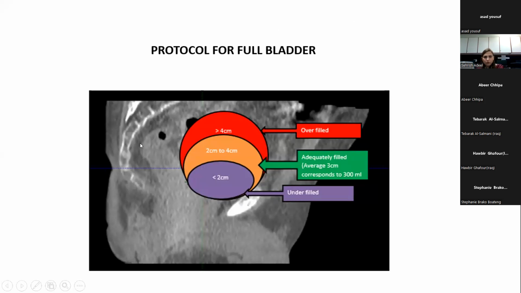You will get more understanding from this picture. This is an example of the underfilled bladder, when this distance is less than 2 centimeter from this blue line. When it is between 2 to 4 centimeter, it is adequately filled. An average of 3 centimeter corresponds to 300 ml. You can take the reference of this 300 ml from the study which I discussed a few slides back. And if it is more than 4 centimeter, it means that it is an overfilled bladder.